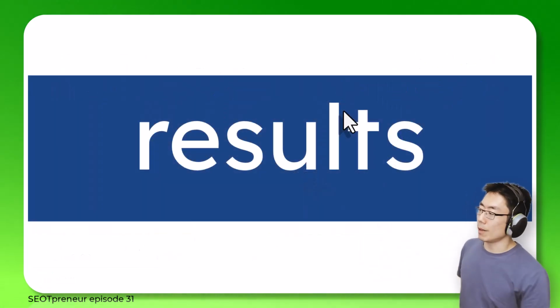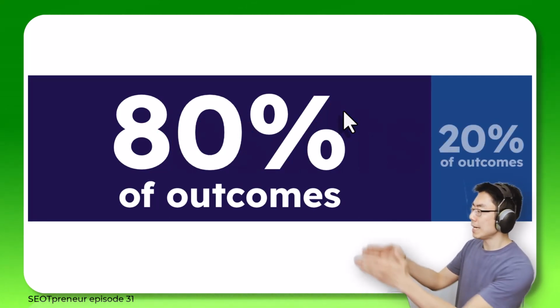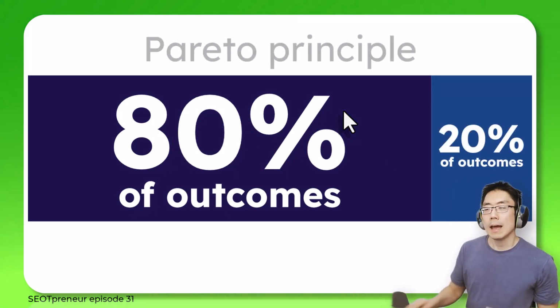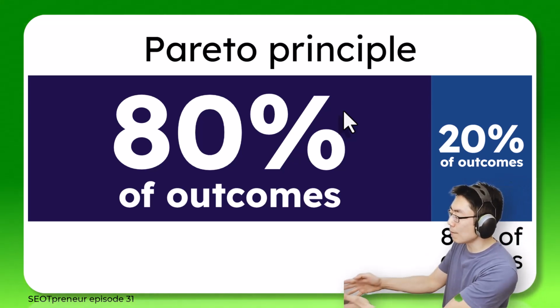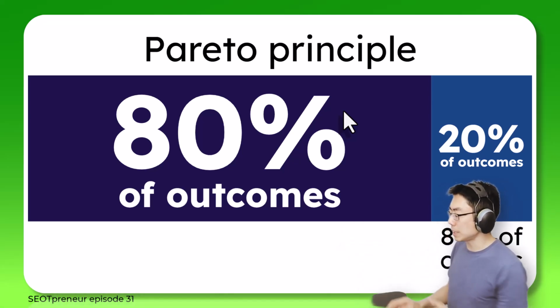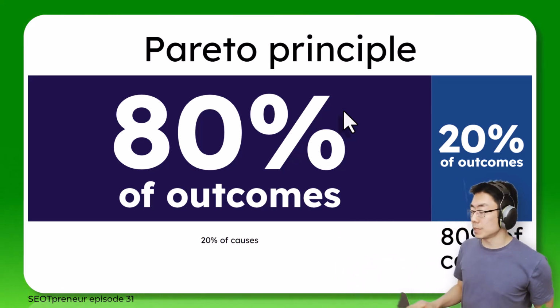Here's an example of some results. In these results, here are 80% of your results, and here are 20% of your results. And there's this idea called the Pareto principle, which is basically that 80% of what you do produces 20% of your results, and 20% of what you do produces 80% of your results.